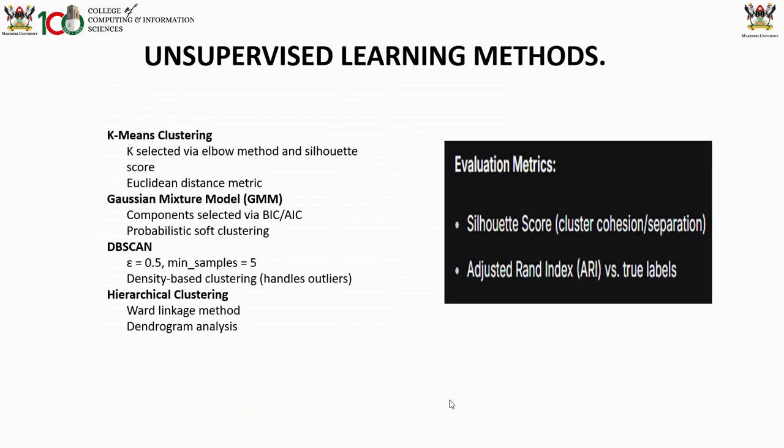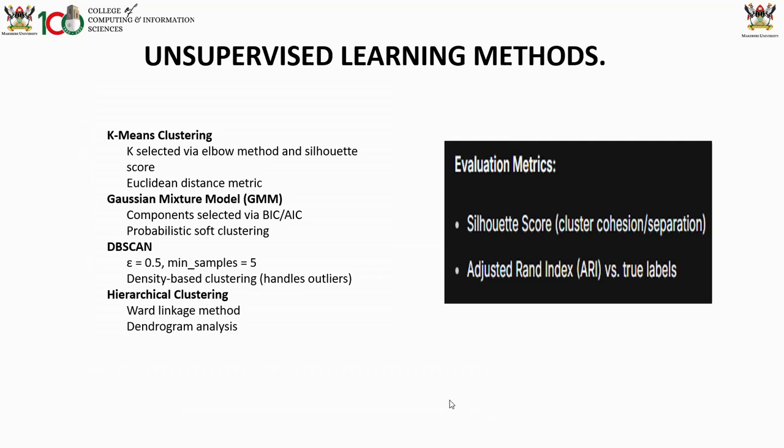Then let's look at the unsupervised learning methods. Basically, the methods we consider are k-means clustering, GMM, that is Gaussian mixture model, DBSCAN, and then hierarchical clustering. And then the evaluation metrics, basically that is the Silhouette score, then ARI, that is adjusted Rand index, versus true label. So those are basically the methods we looked at.